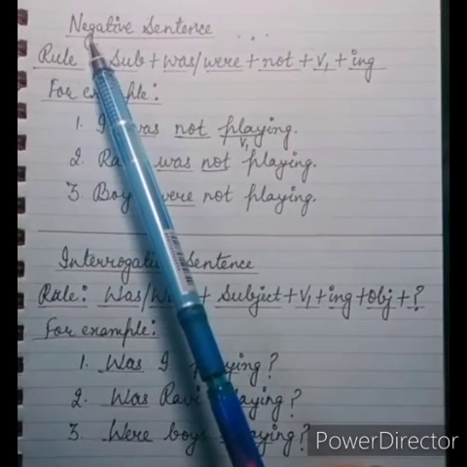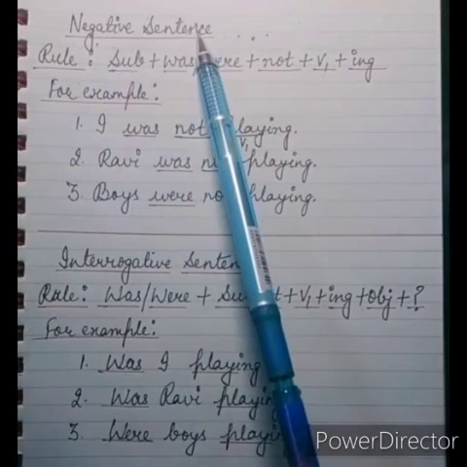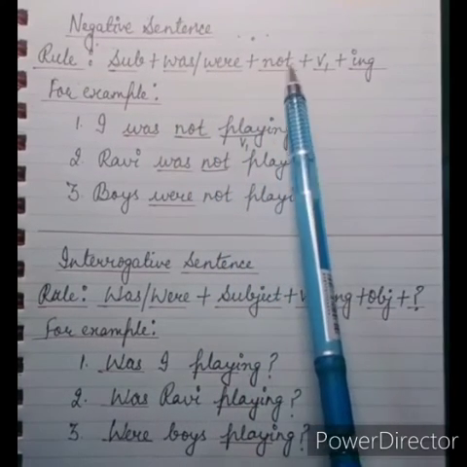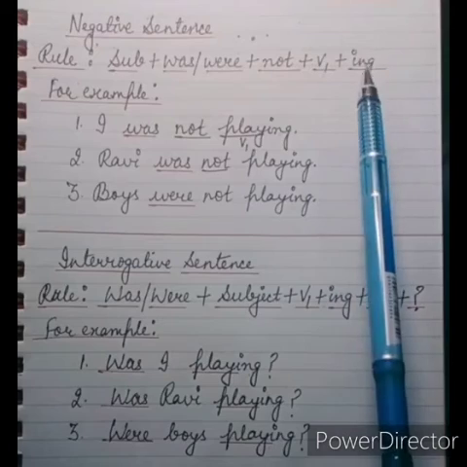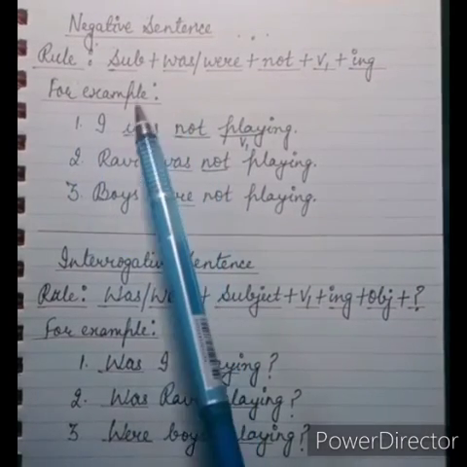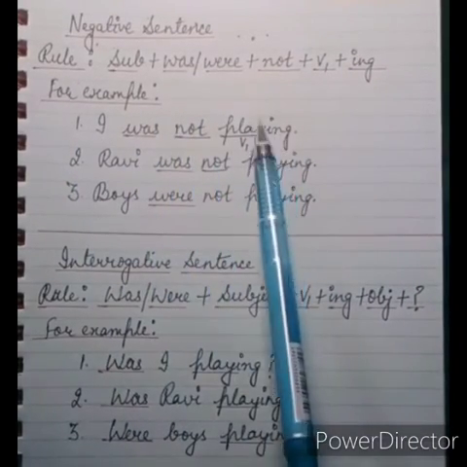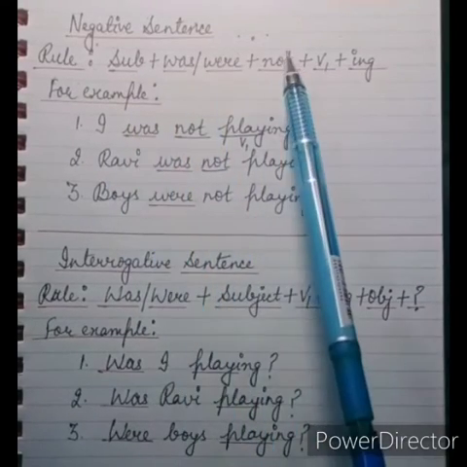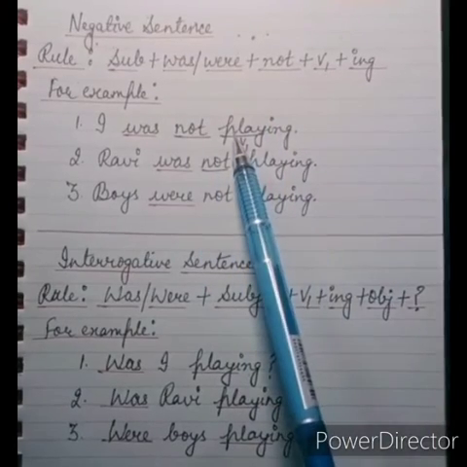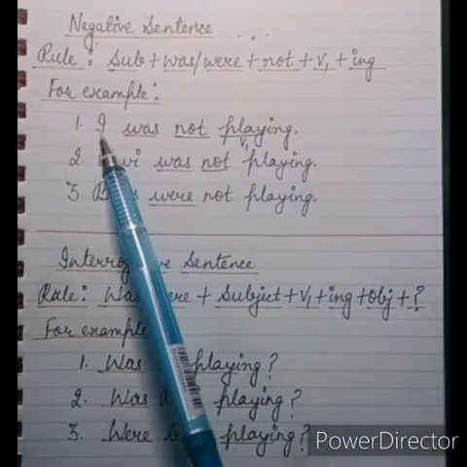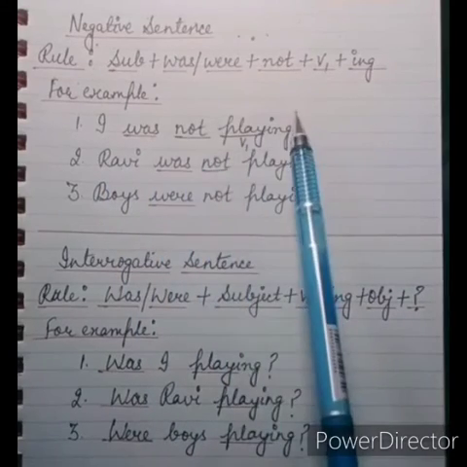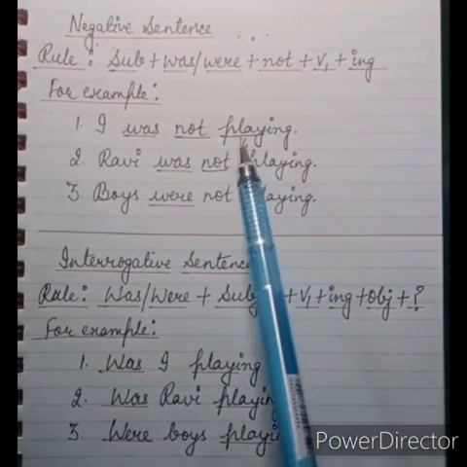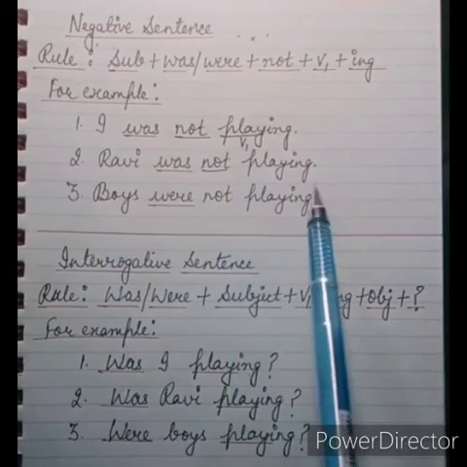The rule that is applied for a negative sentence is subject plus was or were plus not plus first form of the verb plus ing. For example, I was not playing. Here the subject is I followed by was plus not plus first form of the verb play plus ing. The sentence will become I was not playing. Likewise, Ravi was not playing. Similarly, boys were not playing.